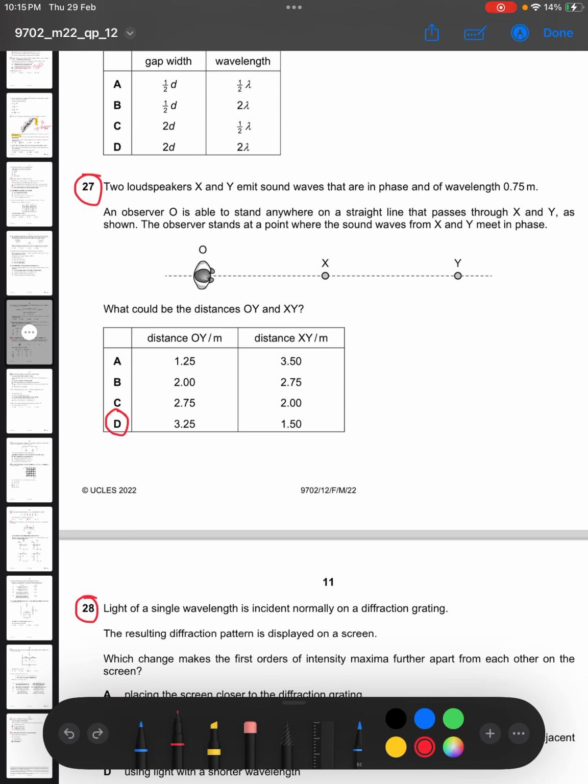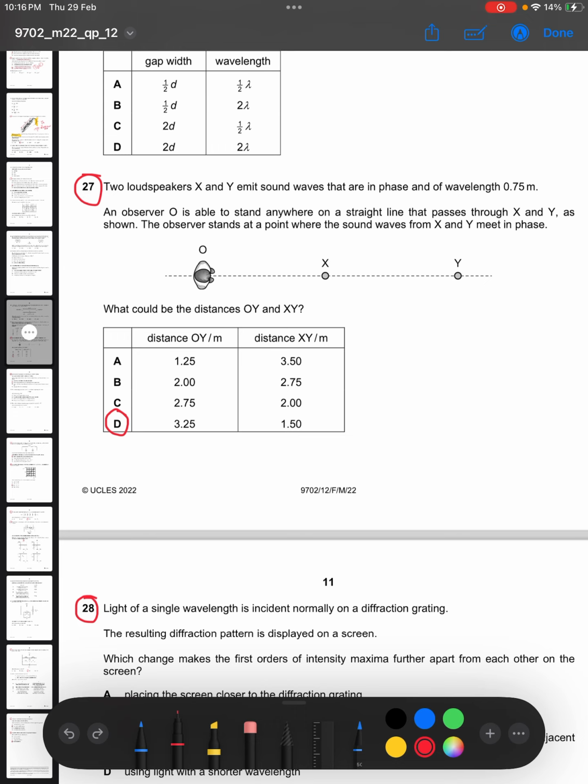Now, if the observer stands at a point where the waves are meeting in phase, then it must mean that the waves are meeting in constructive interference. So if they are meeting in constructive interference, then we want to know the distances. Then this question is more like a two-source interference question, where we want to know the path difference, we deal with path difference for constructive interference.